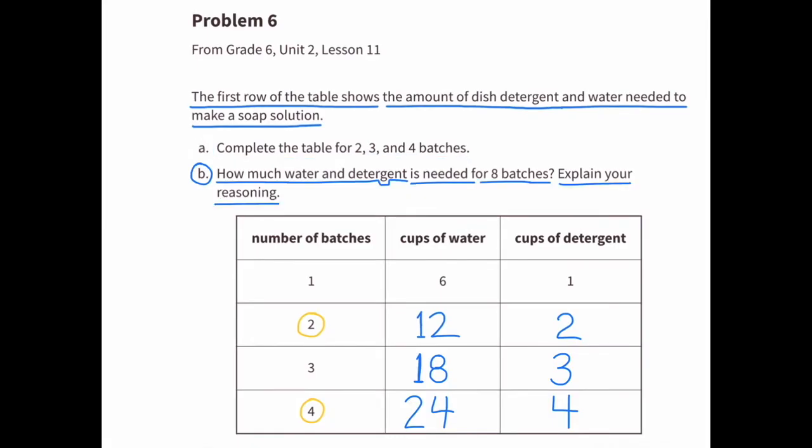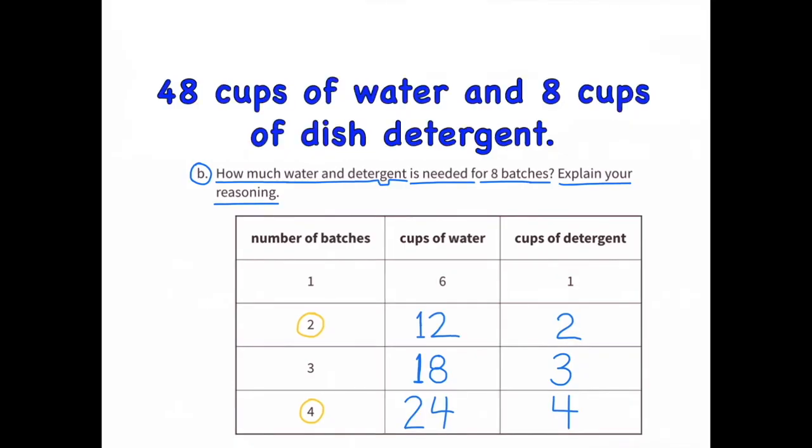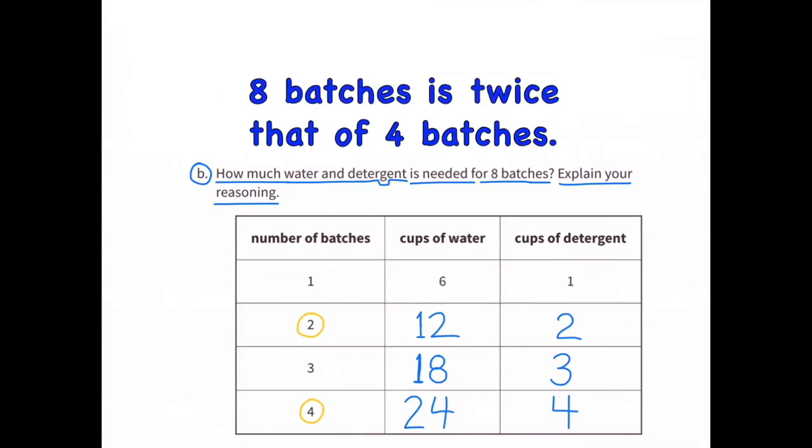B. How much water and detergent is needed for 8 batches? Explain your reasoning. 48 cups of water and 8 cups of dish detergent. 8 batches is twice that of 4 batches.